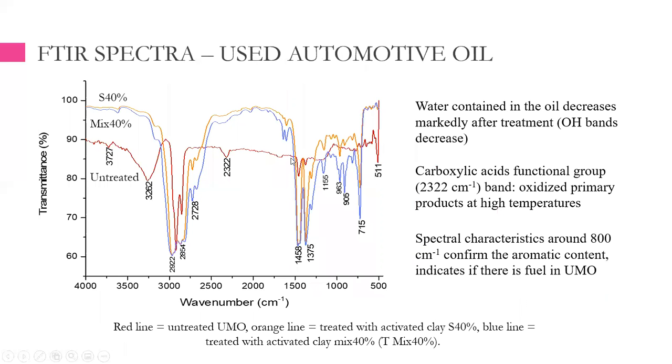Also, you can take into account these spectra in which we compared the untreated oil here in red, and also the oils that were treated with the activated clays in this case. The changes in the spectra verify that there is an efficient process regarding the removal of contaminants in these cases. For instance, in this region, you observe that there is a removal of some substances that are related to the contaminants.